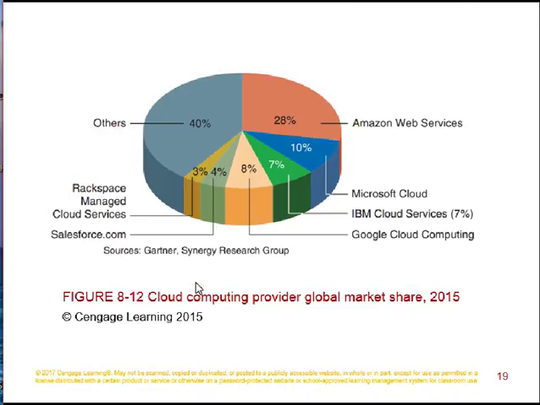And cloud, here's a pie chart of the cloud computing global market share. We see Amazon Web Services at 28%, Microsoft Cloud at 10%, Google Cloud and IBM Cloud at 7 and 8%, and a lot of others are lumped together at 40%. But it shows that Amazon is still one of the main leaders in this field.